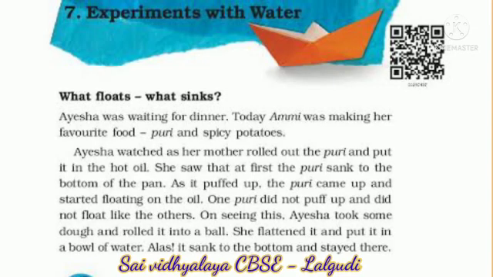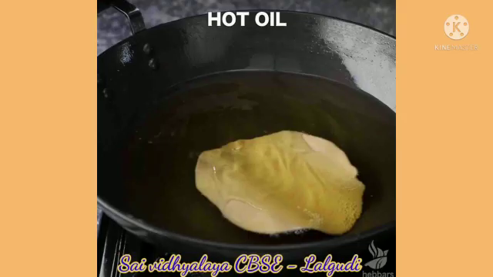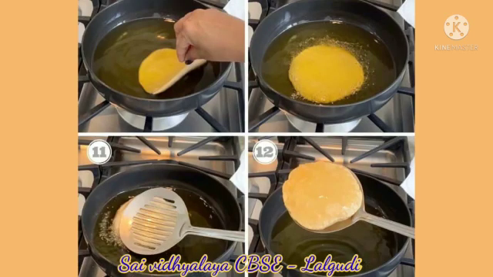What floats, what sinks? Aisha was waiting for dinner. Today, Ammi was making her favorite food, puri and spicy potatoes. Aisha watched as her mother rolled out the puri and put it in the hot oil. She saw that the first puri sank to the bottom of the pan. As it puffed up, the puri came up and started floating on the oil.